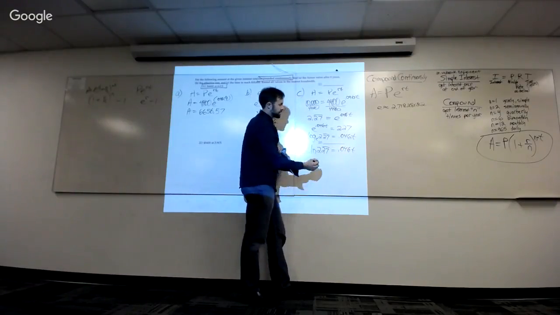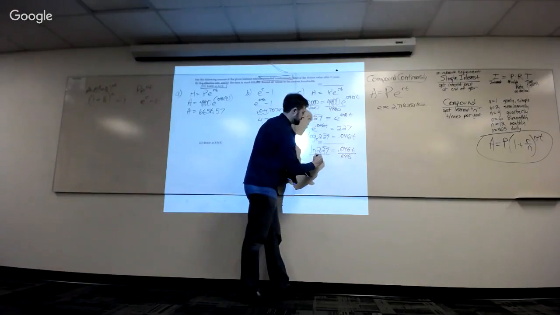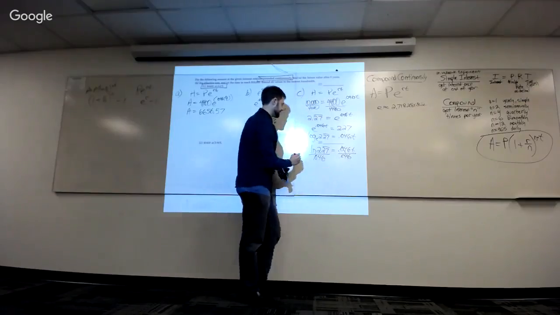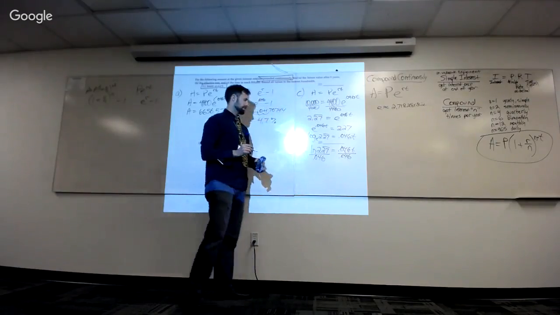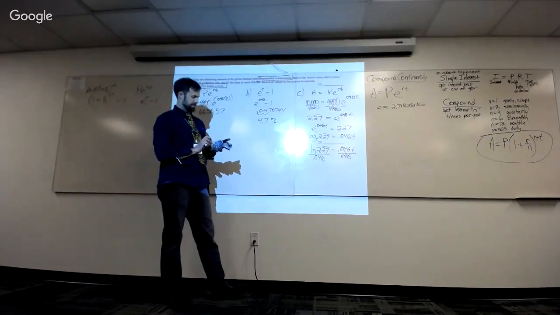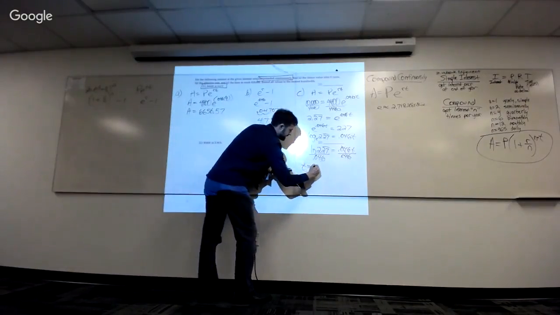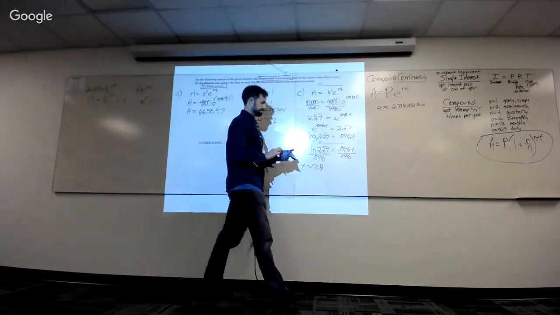So dividing off the 0.046, we have that t is equal to natural log of 2.27 all divided by 0.046. So natural log of 2.272727272727 divided by 0.046, and the time is 17.8 years.